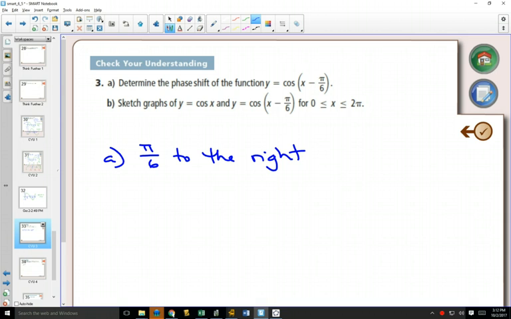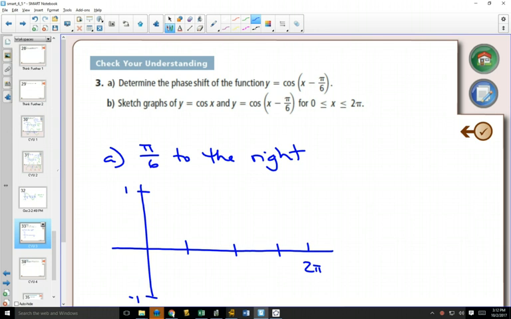And the technique we're going to use for shifting things left and right is we are going to first graph it as if there was no shift. So what does the normal cosine graph look like? Well, it goes up to 1, down to -1, has a period of 2 pi. We would split that into 4 equal sections. That doesn't look quite equal. There we go. That's better. And pi over 2 and 3 pi over 2.